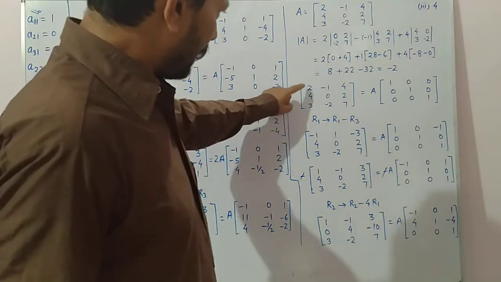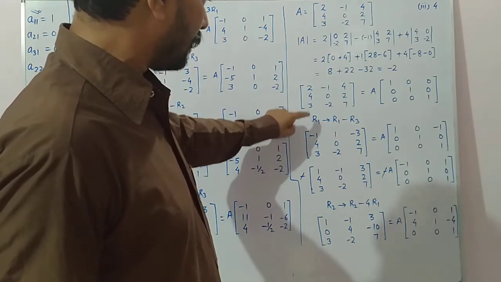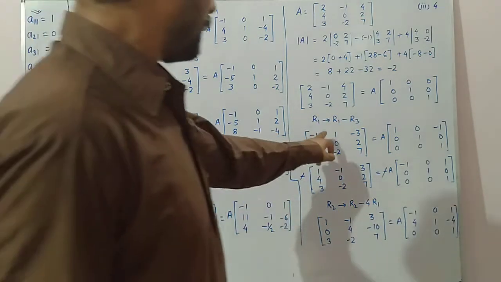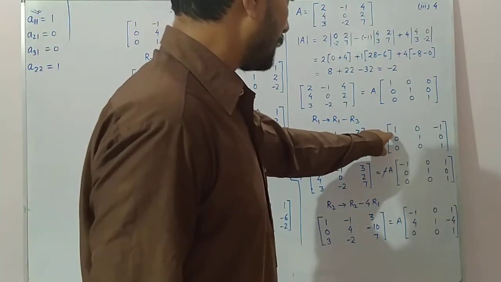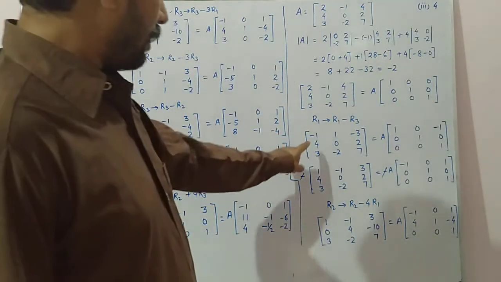So here what we have done, this is 2, this one is 3. So R1 changes to R1 minus R2. So 2 minus 3 we are getting what? Minus 1. 1 minus 3. Same operation that is done in row 1 of this matrix. So we are getting here what? Minus 1.